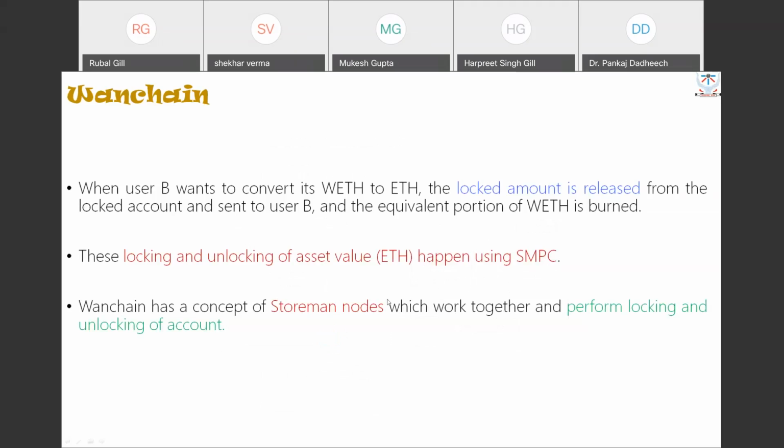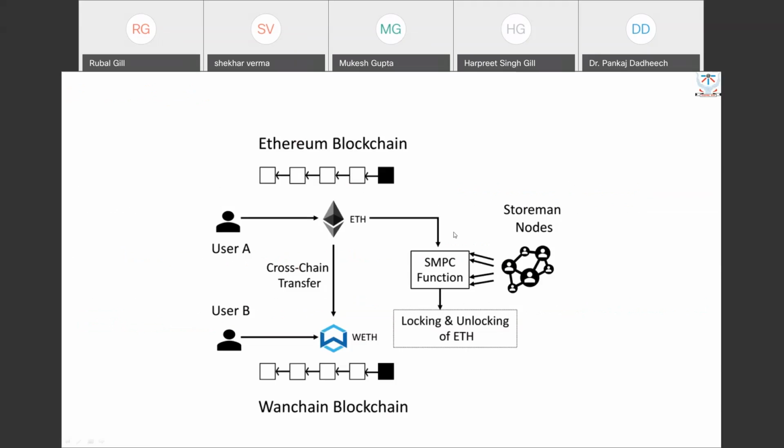So nobody knows what the amount is. You do the calculation using secure multi-party computation, in which multiple storeman nodes are involved. Even they do not know what the original value is, and they do the calculation, transfer the output, which is a calculation, and then burn the value.